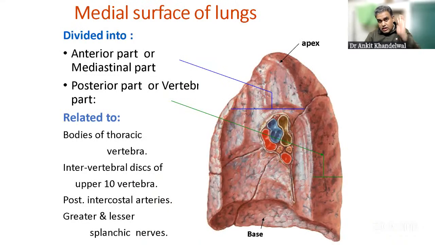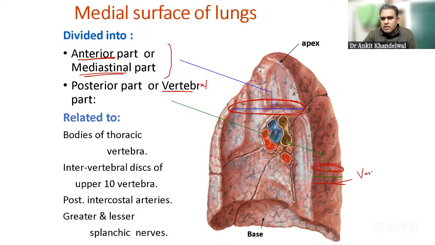Now the second surface is the middle surface. Guys, remember we have an anterior or mediastinal part, and we have a posterior or vertebral part. What is being shown to you here, can you see this part over here? This is the mediastinal part, and a lot of relations are asked. We'll see that as a separate question. And this small part over here, the green line, this is the vertebral part. So they both come under the medial surface.